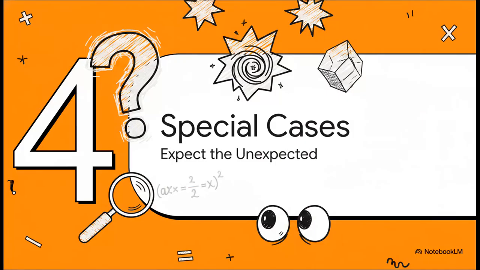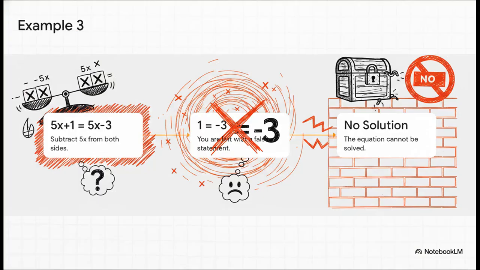Section 4. Special cases to watch for. Always expect the unexpected. Sometimes equations literally try to trick us, so we need to be highly vigilant. Take example 3. 5x plus 1 equals 5x minus 3. Let's just follow our rules. We subtract 5x from both sides to reunite the variables.